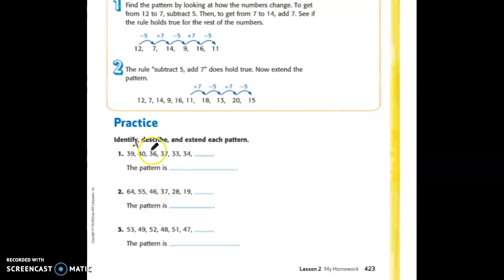And then I'm going from 40 to 36. Since I know 36 is less than 40, that's going to be a subtraction part. And I'm going from 36 to 37, and 37 is greater, so that's going to be another addition one. And since 33, which is our next number in the pattern, is less than 37, I know this is going to be a decrease or a subtraction. And 33 to 34, it goes greater, so that's going to be addition. So this pattern is going to be a plus, minus, plus, minus, plus.